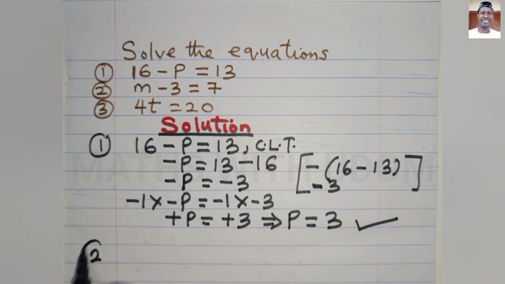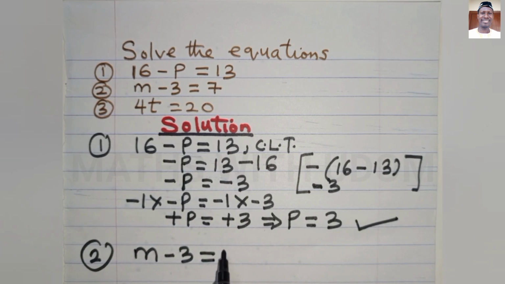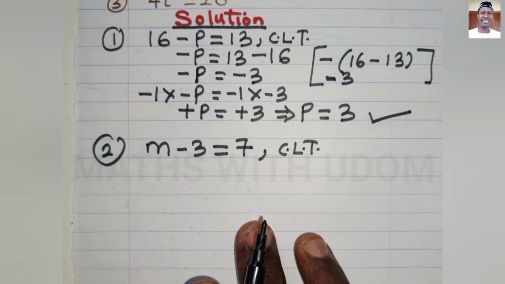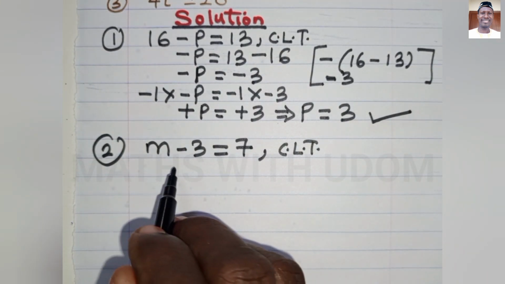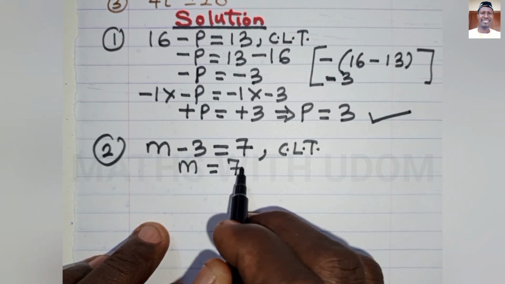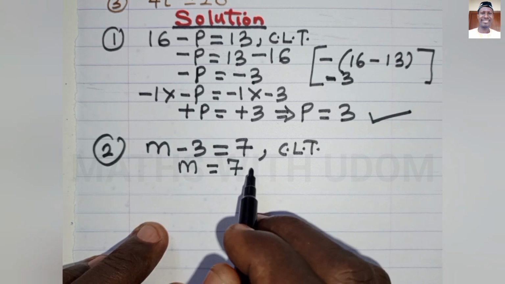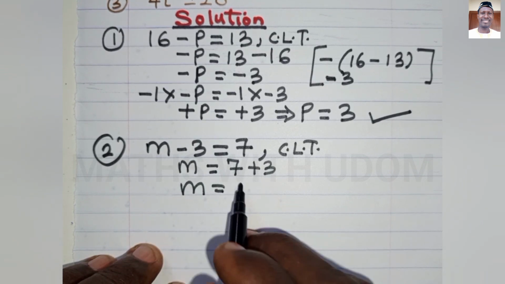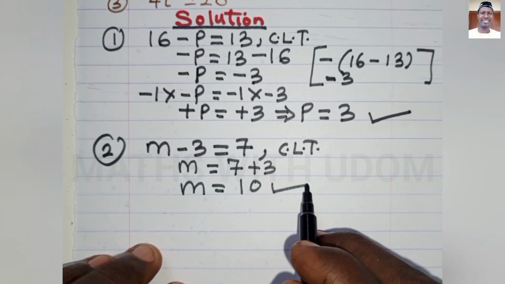For question 2, we have m minus 3 is equal to 7. I'm looking for the value of m. I need to collect like terms, bringing the numbers together. And when I bring the numbers together, I can get the value of m. So I will have m is equal to 7 was already here. Then minus 3 will cross over to the other side and the sign will change to positive 3. So therefore my m is equal to 7 plus 3 is equal to 10. And that's my correct answer.